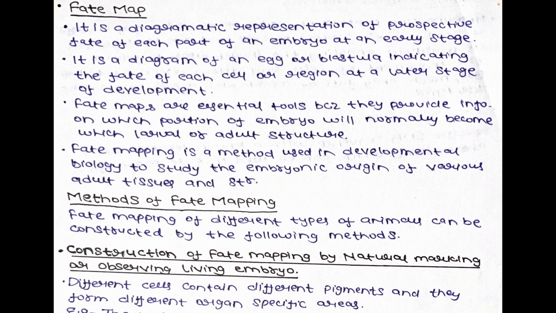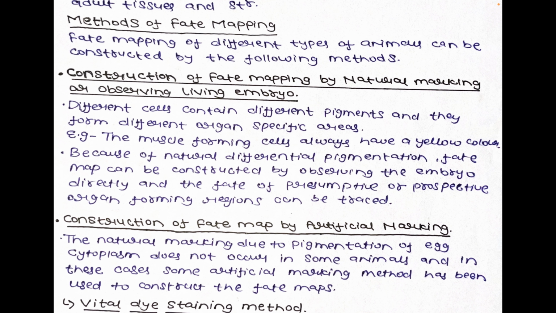Fate mapping of different types of animals can be constructed by the following methods. The central challenge in all of them is the same. Three conditions must be met for a marker. First, it must stay attached to the cell and its descendants. Second, it must not harm the cell or interfere with normal development. Third, it must be visible or detectable later, so you can trace where those cells went.